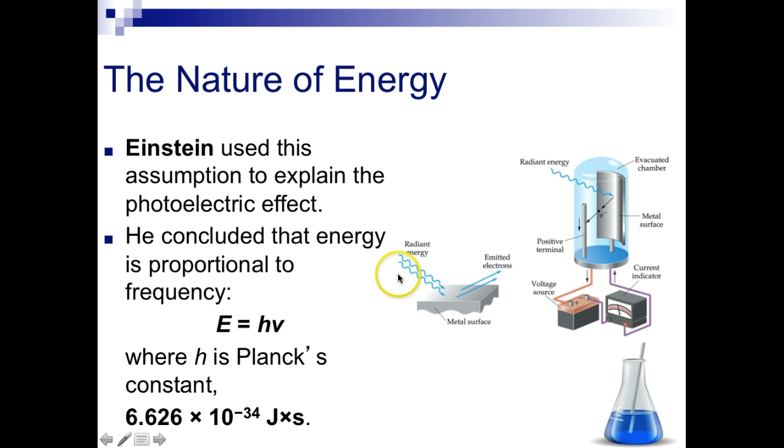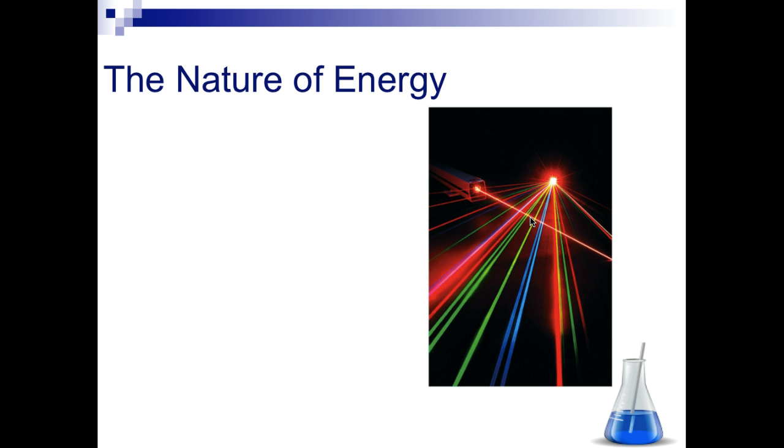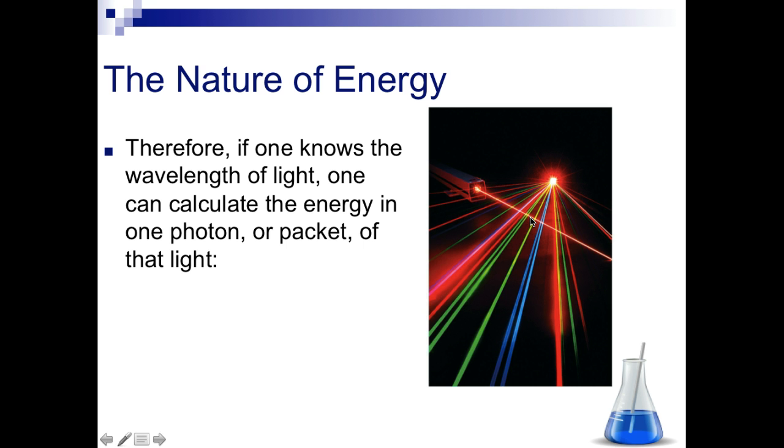So if you hit a metal surface with energy, it's going to emit electrons. Those electrons are going to create energy, and you can test that. So what does that mean? If you know the wavelength of light, then you can calculate the energy of the light, and we can use our equation that we learned in lesson 1, which is c equals lambda nu.